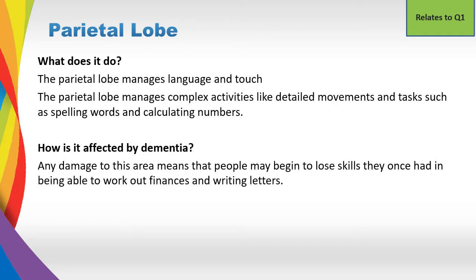So what does the parietal lobe do? The parietal lobe manages language and touch. It can also manage complex activities like detailed movements and tasks such as spelling words and calculating numbers. So how can this lobe be affected by dementia? Any damage to this area means that people may begin to lose skills that they once had in being able to work out finances and writing letters, because it's affecting their language and their touch.